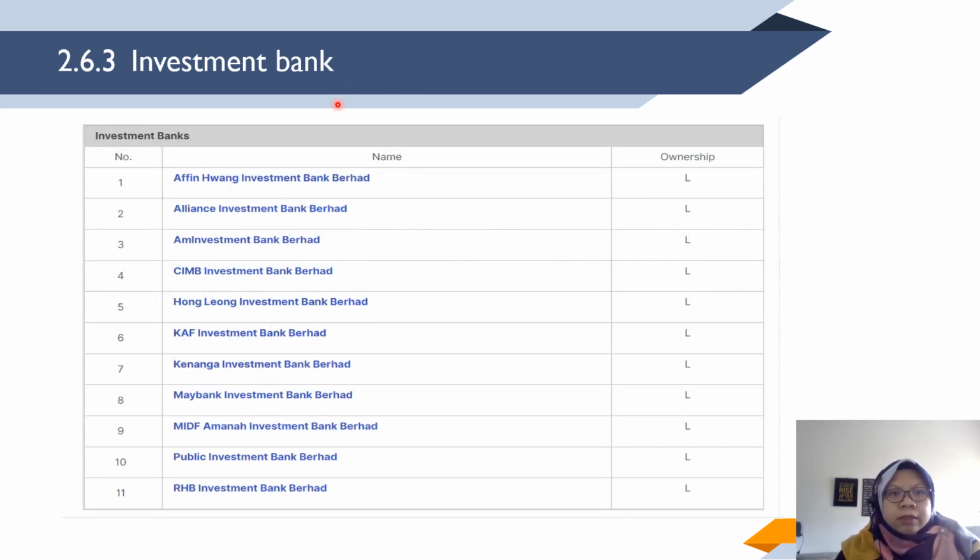This one is example of investment bank in Malaysia. Number one, Affin Hwang Investment Bank Berhad, ownership by local. Alliance Investment Bank Berhad, local. CIMB Investment Bank Berhad, local. Hong Leong Investment Bank Berhad, local. KAF Investment Bank Berhad, local ownership. Kenanga Investment Bank Berhad, local. Maybank Investment Bank Berhad, local. MIDF Amanah Investment Bank Berhad, local also. Public Investment Bank Berhad and RHB Investment Bank Berhad. Okay, 11 Islamic investment bank.